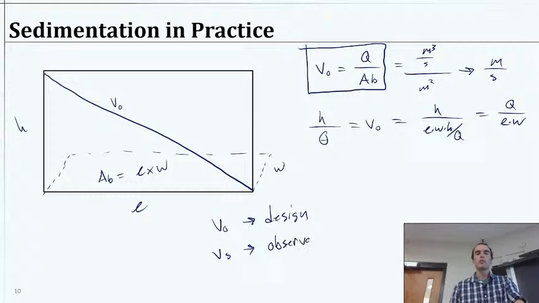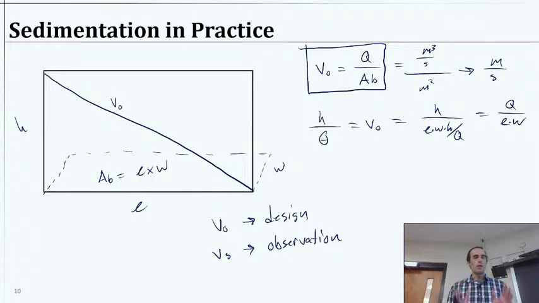Sometimes we will design according to some particular particle. And we'll do that because we have it in mind to remove that particular particle. And so we will sometimes set V naught equal to the Vs that we really need to remove. We decide we have to remove all of the 0.1 millimeter particles and everything larger. So we're going to set our V naught equal to the Vs of that particular case.